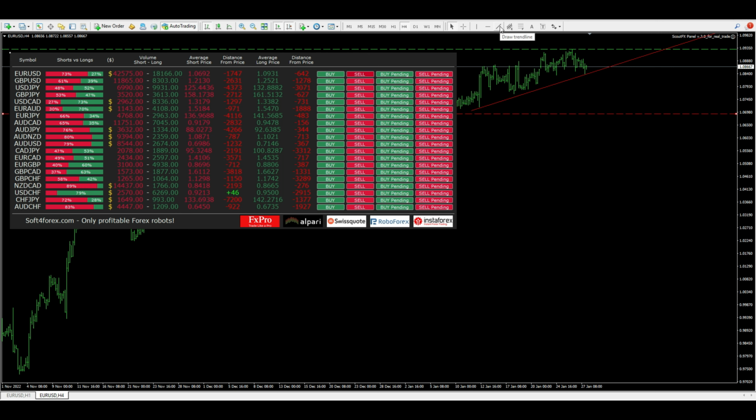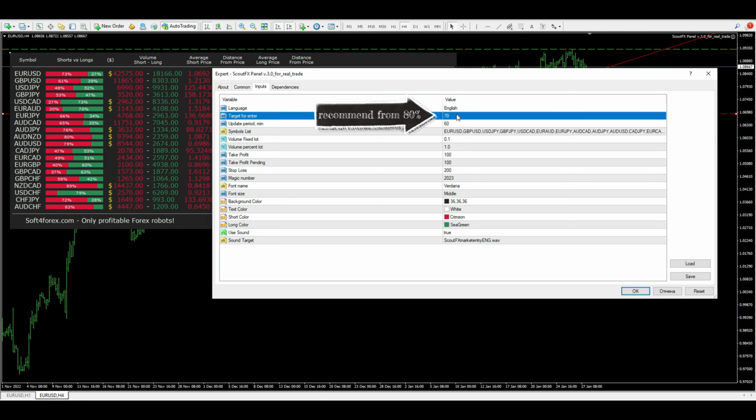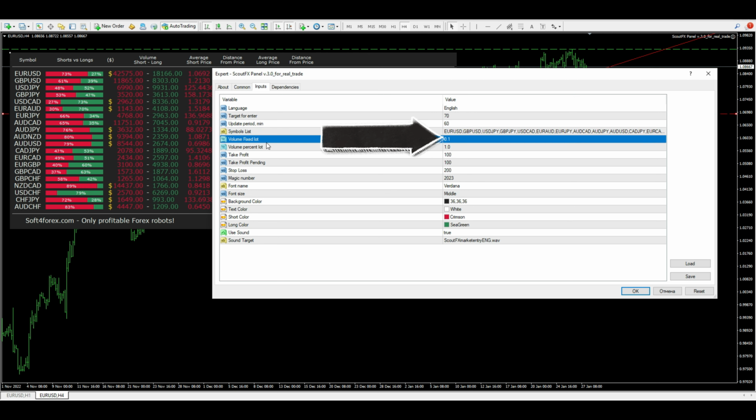Let's get back to the ScoutFX settings. In this parameter, we indicate the value of how many percent of the overweight of open deals you need to make a decision. We recommend a range of 80% or more. Below is the data request period in minutes. Next is the line where you can add all the instruments available in the market overview in your MetaTrader trading terminal. The next lines set the market entry volumes in lots.